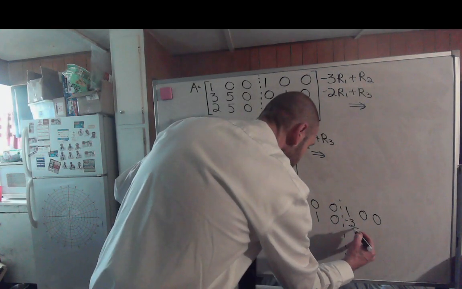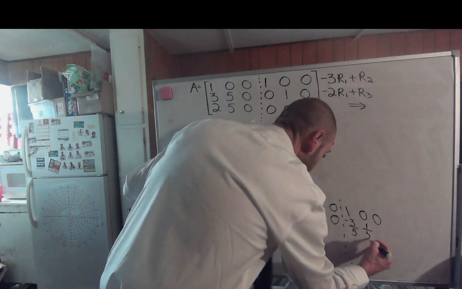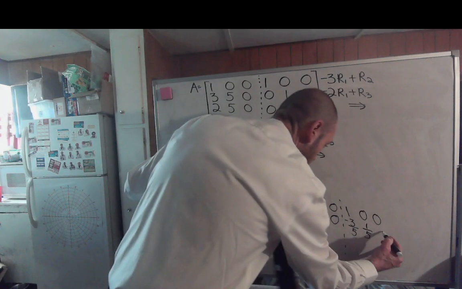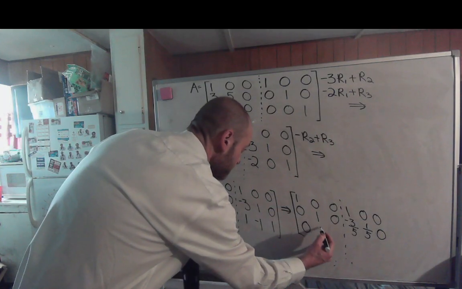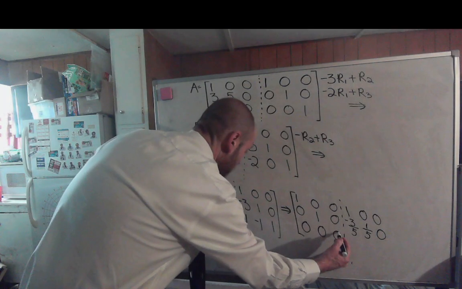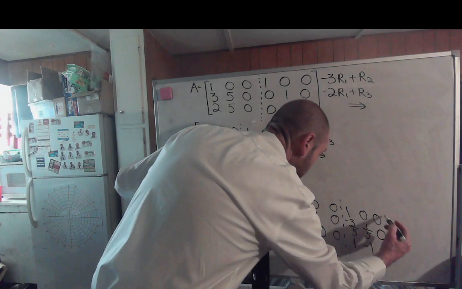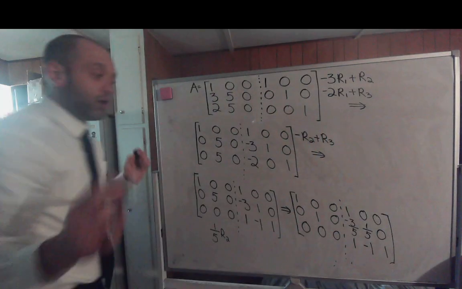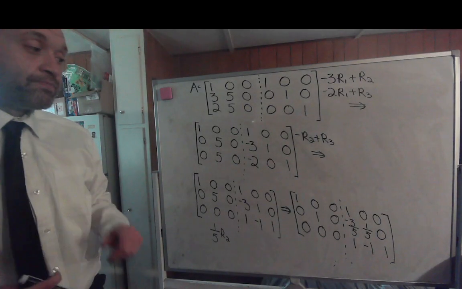1/5 of negative 3 is negative 3/5. 1/5 of 1, of course, is 1/5. And then 1/5 of 0 is 0. Then we can leave row 3 alone. You have 0, 0, 0. 1, negative 1, 1. We would almost have an inverse matrix, except for one thing.